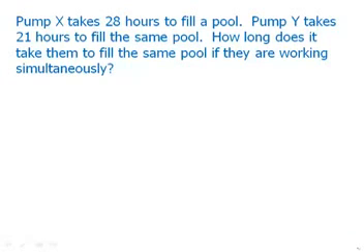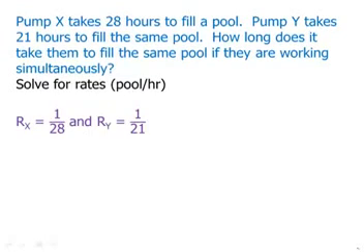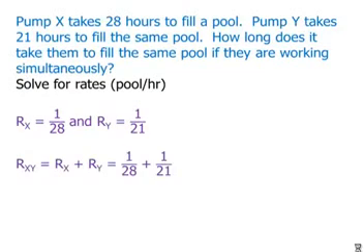Again, what we need to do is figure out the rates and then combine the rates. So here the rates are going to be in pool per hour. So we're talking about the same pool, that single pool, in how many hours. The rate of X working alone is 1/28, one pool over 28 hours, and Y working alone is 1/21, one pool in 21 hours. We're going to get the combined rate by adding those two individual rates. So we're going to add them.